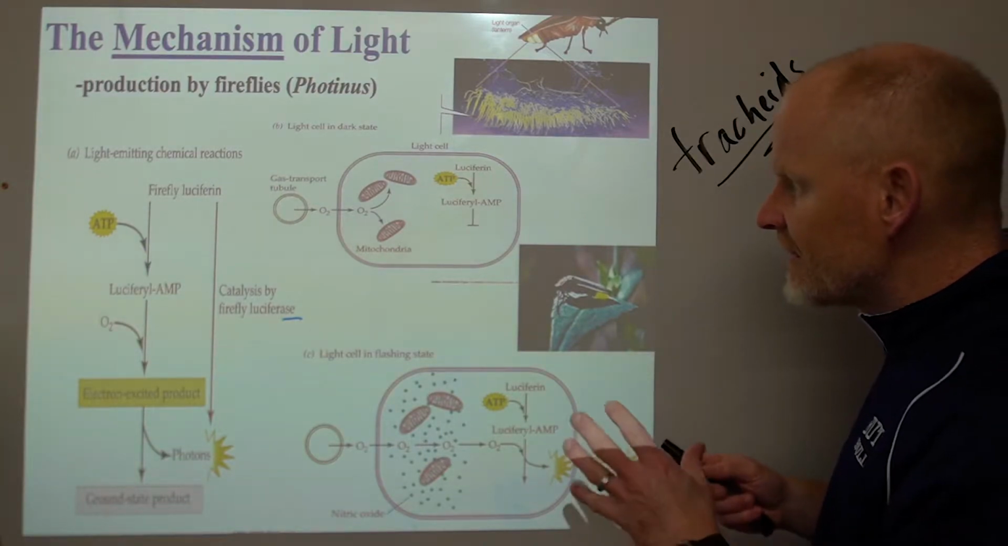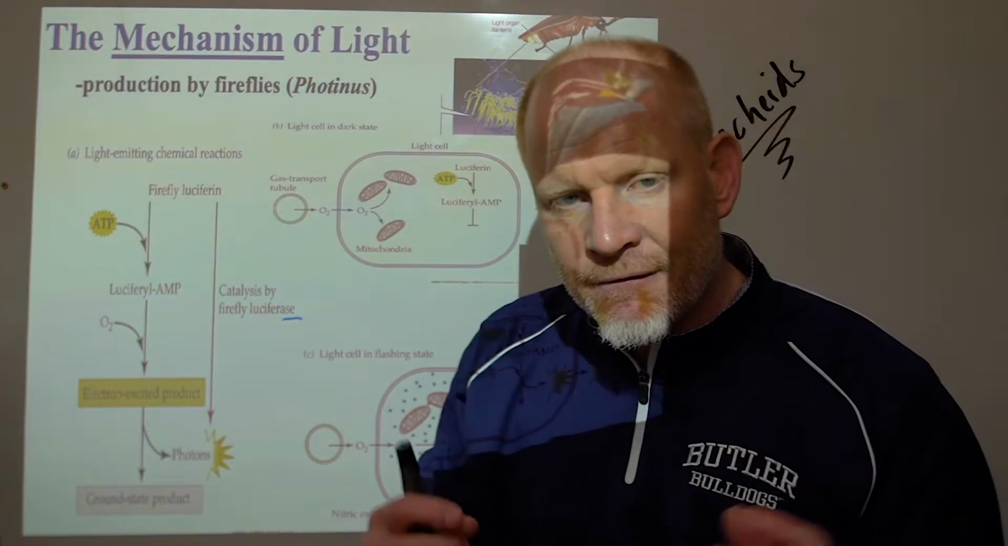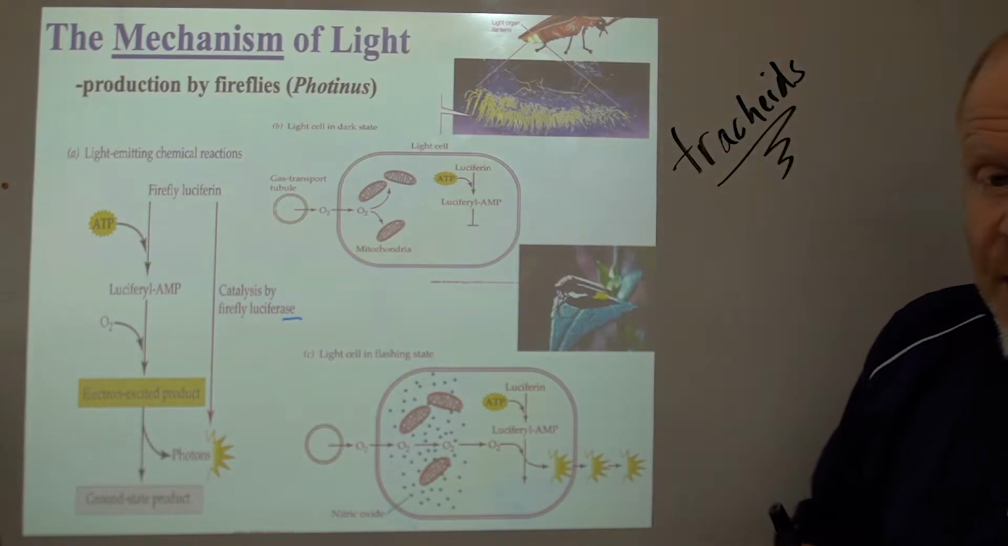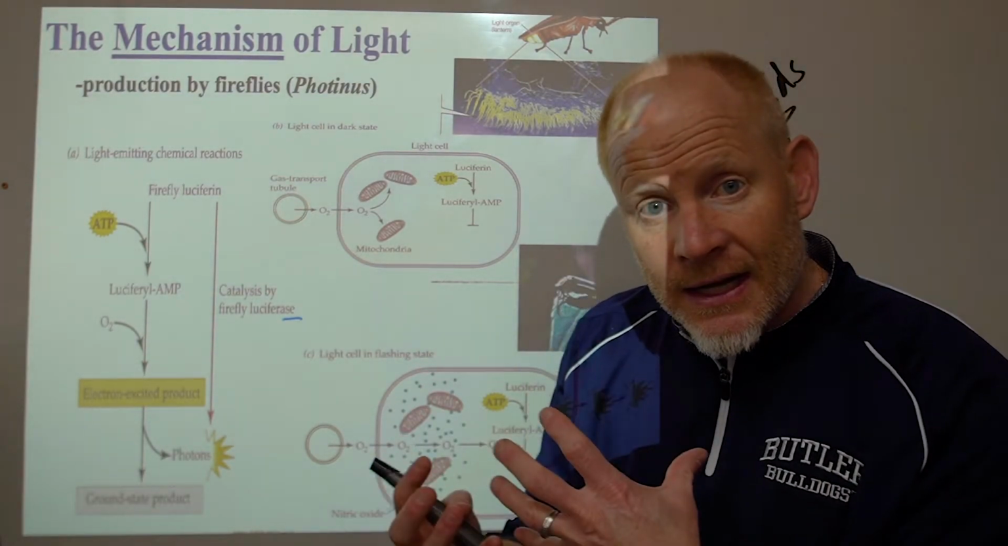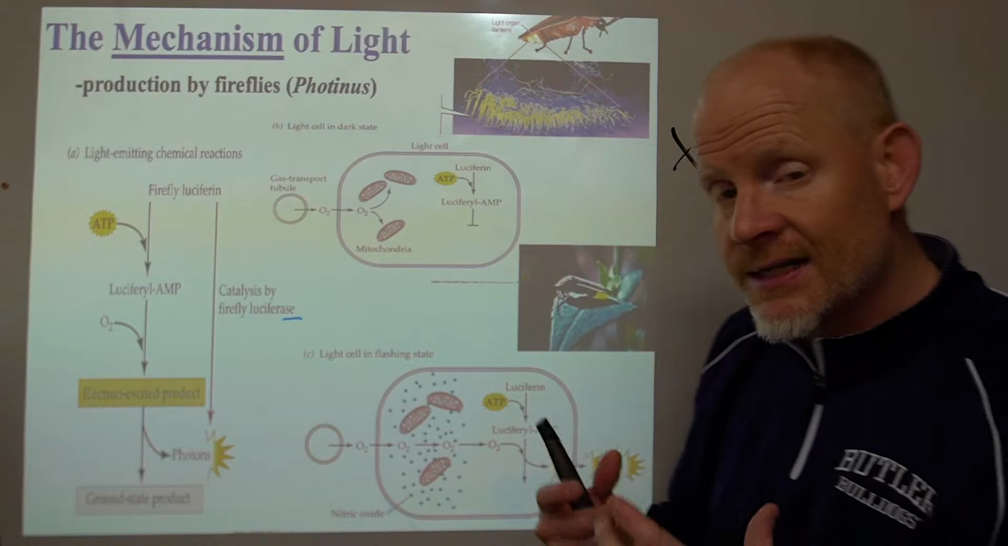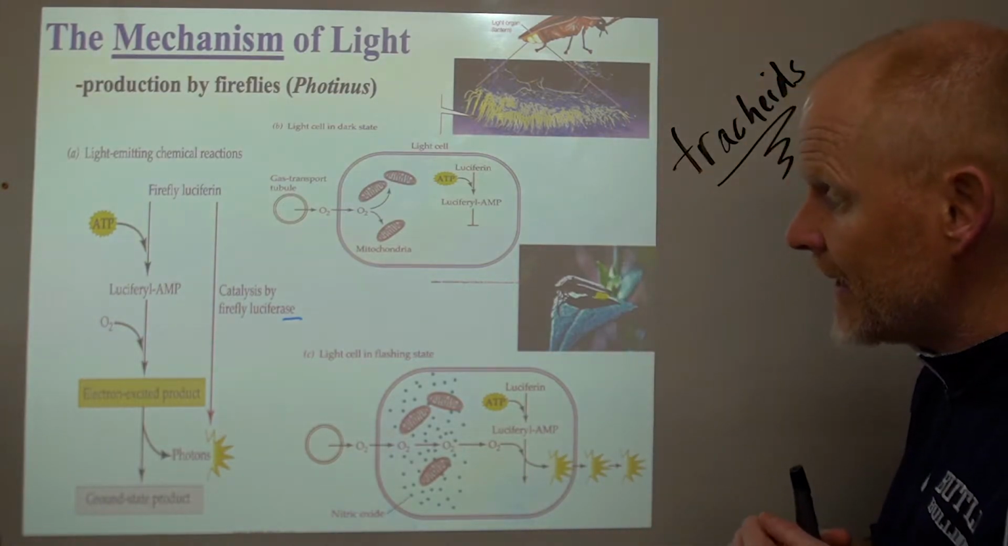So when oxygen's available to the light cells, and it floods the light cells and is not used up by the mitochondria, then it will run this reaction with luciferase, oxygen and luciferase, and luciferin and AMP.